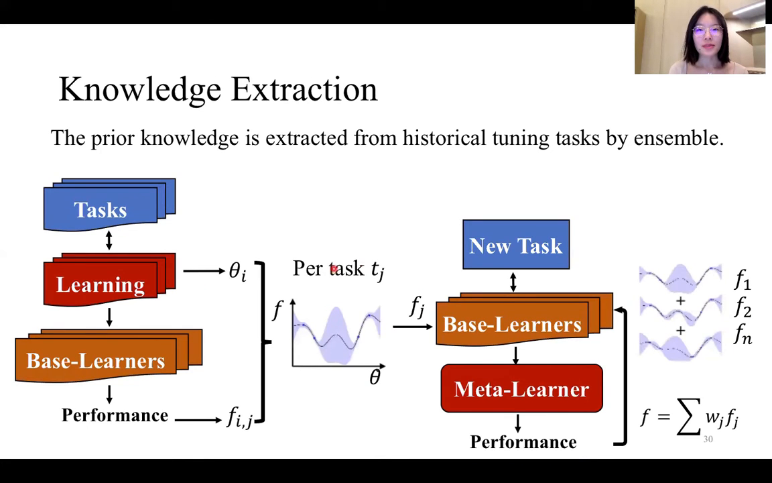In our framework, the prior knowledge is extracted from historical tuning tasks by ensemble. Each tuning task can be represented by a Gaussian process, also called a base learner. The base learner models the relationship between the knobs and the database metrics, such as resource usage. If a historical task J is similar to a new task, its base learner will be more likely to transfer well to the new task. Summing up all the predictions weighted by the task similarity, we can build an ensemble Gaussian process, which is defined as our meta-learner.